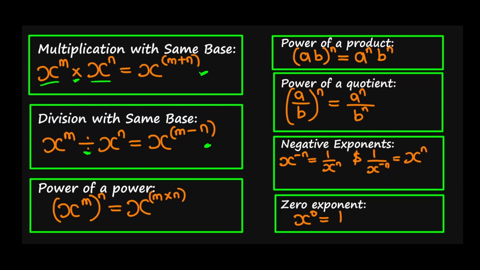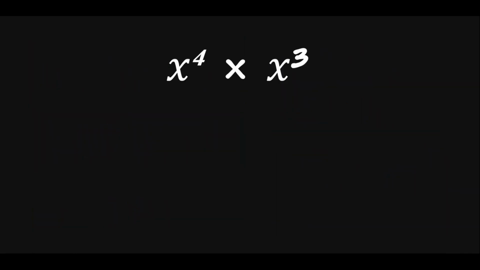Now that we've looked at all these laws, let us now take real examples that combine all the laws. So let's start gradually. So for this one, x raised to power 4 times x raised to power 3. So this is a straightforward first law. So that gives us x raised to power 4 plus 3, because the bases are the same and they are multiplying themselves. So this gives us a final answer of x raised to power 7.